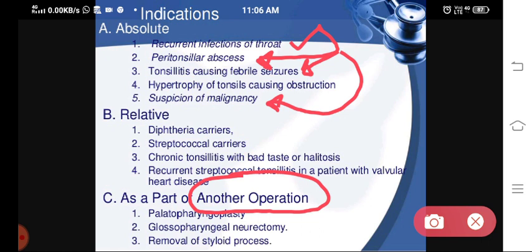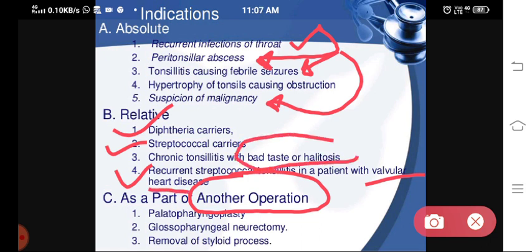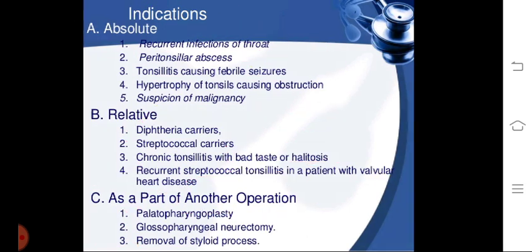Relative ones are relatively easier: diphtheria carriers, streptococcal carrier, recurrent streptococcal tonsillitis in a patient with valvular heart disease, and a chronic tonsillitis with a bad taste or halitosis forms the relative indication. As a part of operations like palatopharyngoplasty, glossopharyngeal neurectomy, and removal of styloid process.